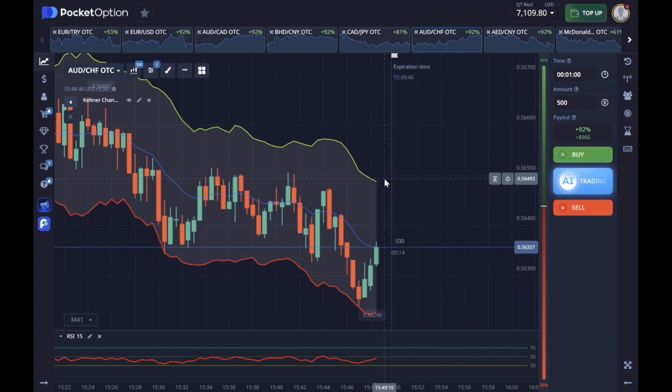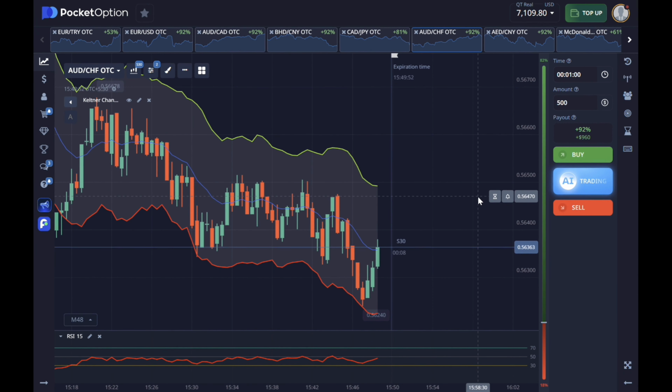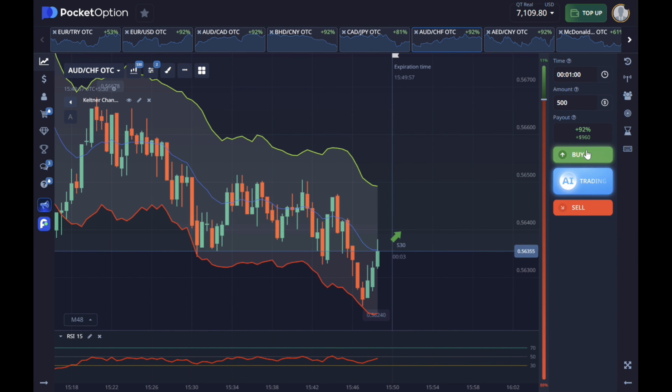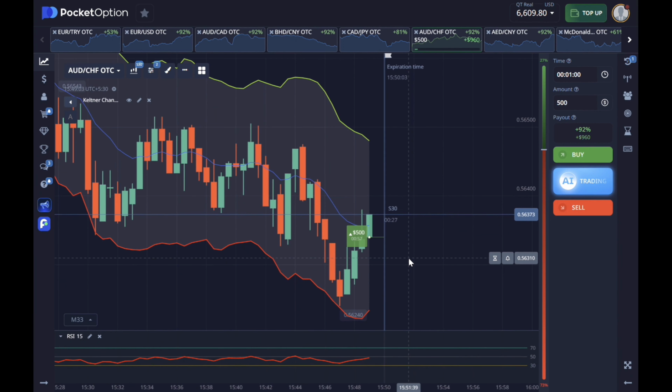So I think the market might go up from here. After 8 seconds, I'll place a buy trade here. And I'll tell you why I placed a buy trade here and give you the full explanation. So I've placed the trade now. Alright, so let's understand why I took a buy trade.